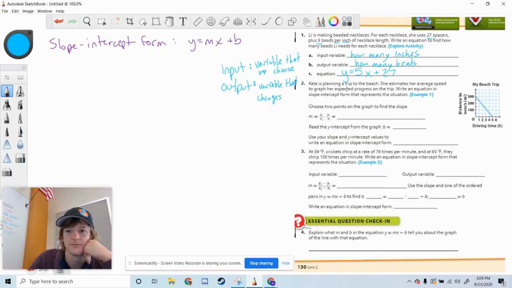For number 2, Kate is planning a trip to the beach. She estimates her average speed to graph her expected progress on the trip. Write an equation in slope-intercept form that represents the situation. Choose 2 points on the graph and find the slope. So they gave us a graph here. At the very beginning of her trip, at 0 hours, she has 300 miles until the beach. And then after 5 hours, she has 0 miles until the beach. So she's reached the beach. So I see a point right here that we can use, and I see a point right here that we can use.